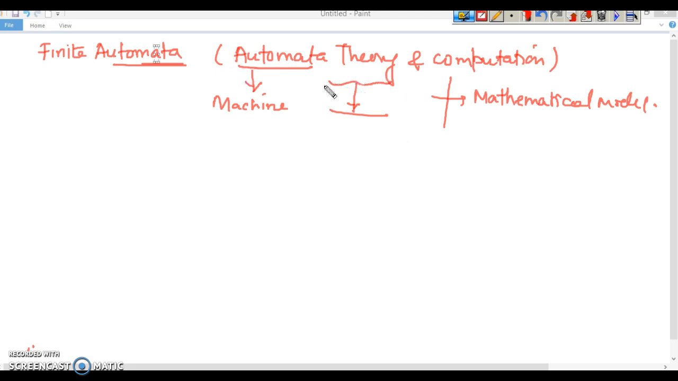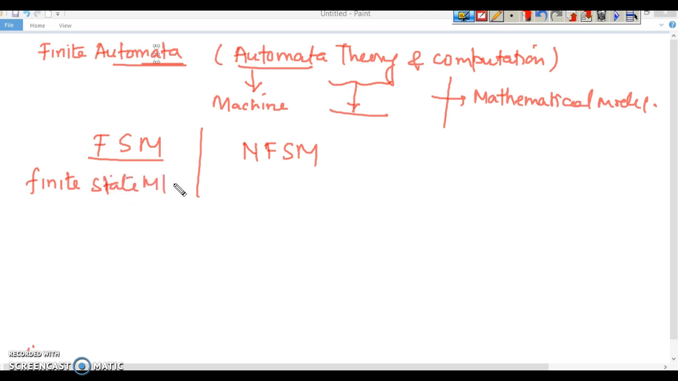What is a mathematical model? These are just machines. We are designing machines in this course. What type of machines? There are two types of machines: the finite state machine, called FSM, and the non-deterministic finite state machine.